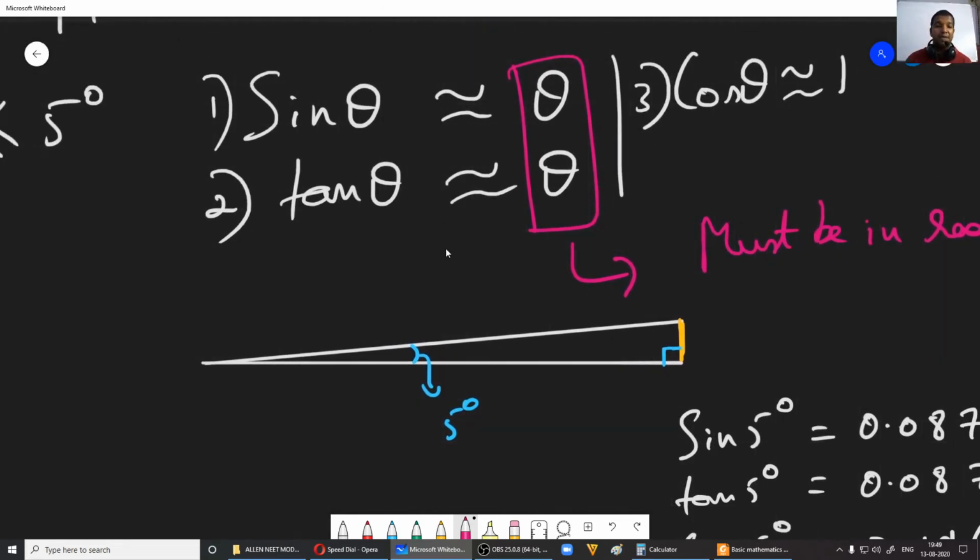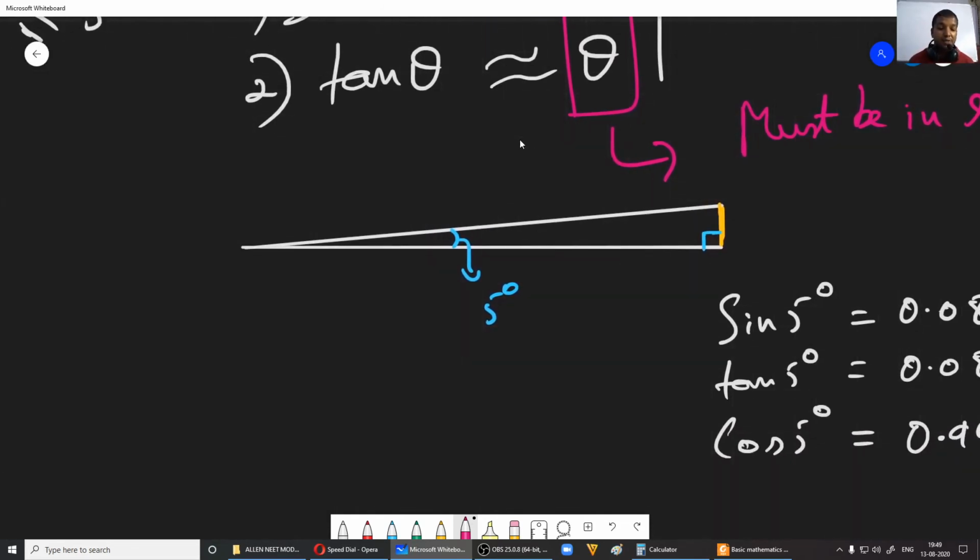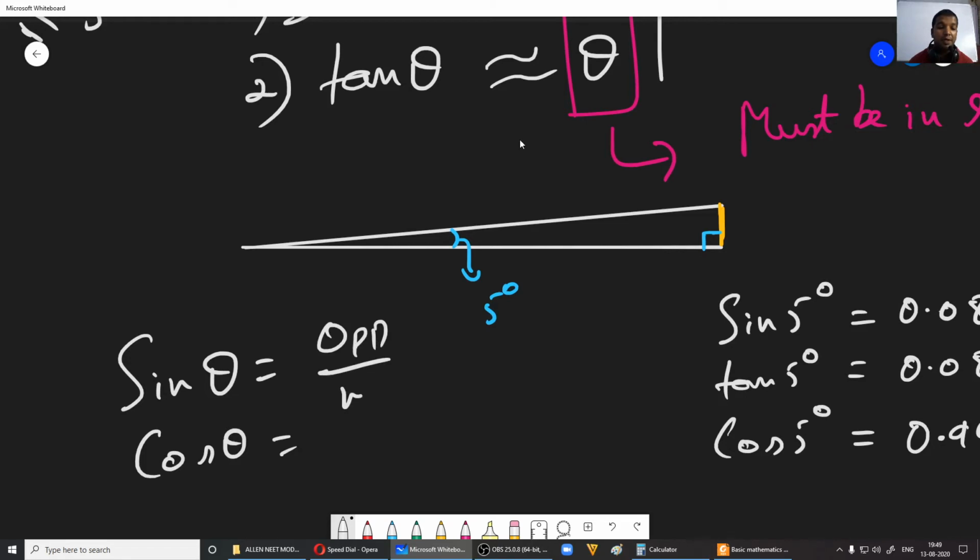Now why they must be in radians is very simple. Since units and dimensions have been completed, how do you define sine theta, cos theta and tan theta? It is the ratio of any two lengths, right? So for example, sine theta is opposite by hypotenuse, right?